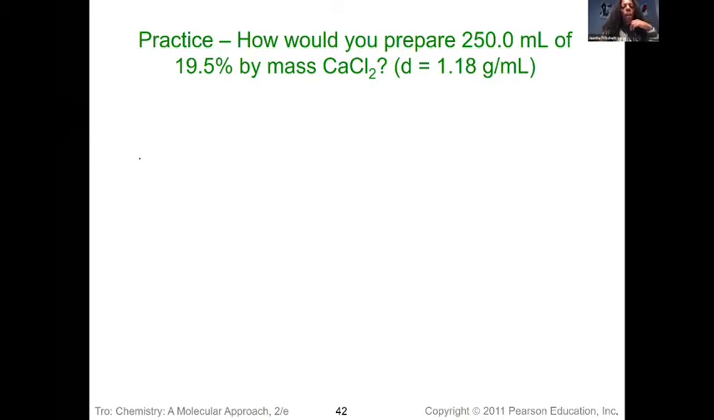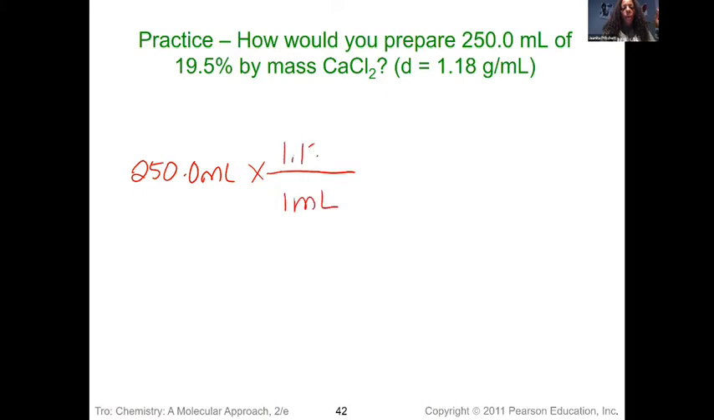And so if we start with our 250 milliliters, and again, that's of the solution, we could first use our density to get us from milliliters of the solution to grams of the solution. And so that would be our 1 milliliter on the bottom and 1.18 grams of solution on the top.